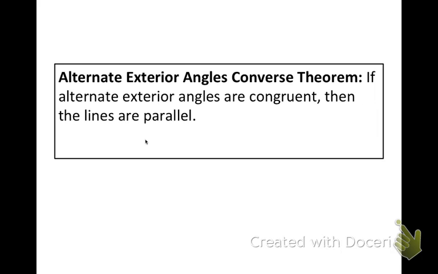So alternate exterior: if alternate exterior angles are congruent, then lines are parallel. Are you guys getting this? They're up there on the right side of the board also.